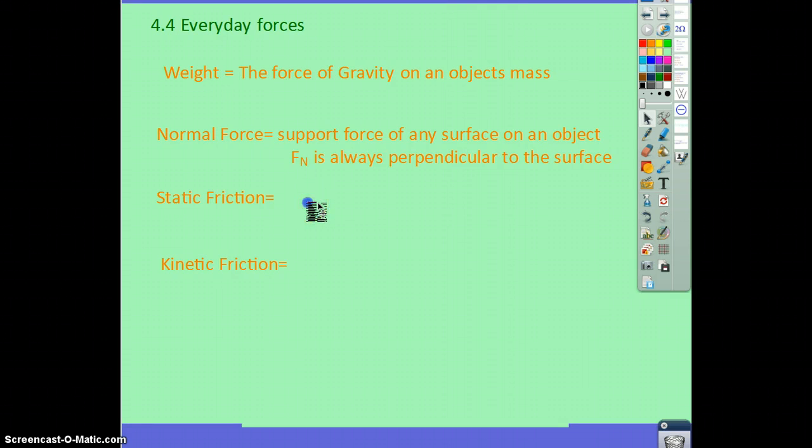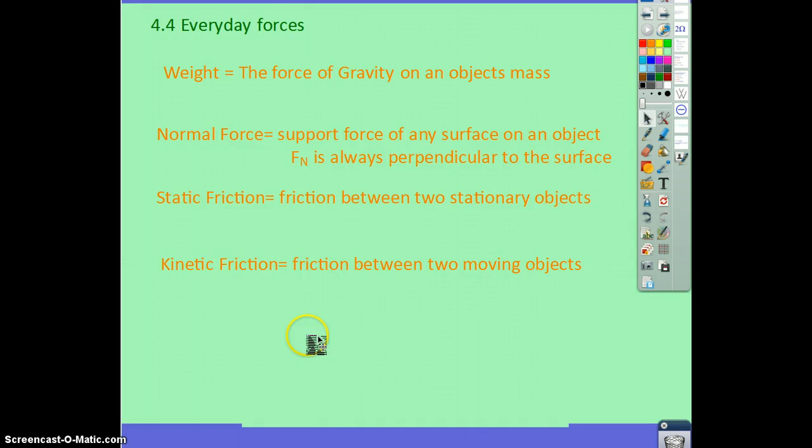Static friction. As mentioned a little bit earlier, static friction is the friction between two stationary objects, and kinetic friction is the friction between two moving objects. Look at the physics words, the science words rather. Static meaning still, not moving, and kinetic meaning moving. And that'll help you sort the two out.